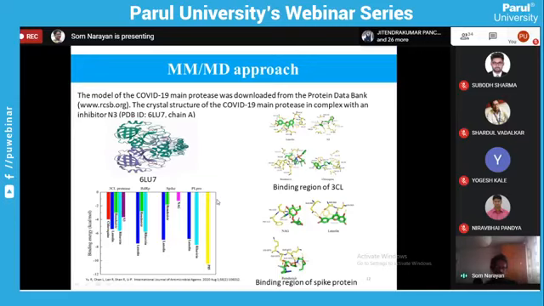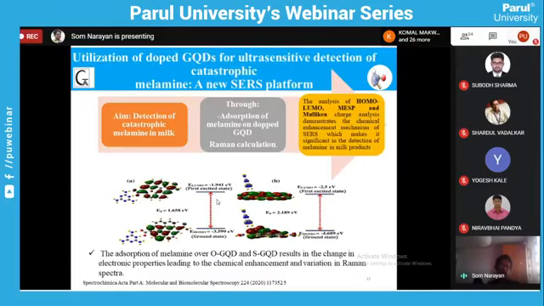We can use simulation for finding treatments, but it is underdeveloped. It is not that advanced right now. Many scientists and researchers are trying to get accurate results. So I'm moving to my work that is based on the utilization of dopants. Melamine is also one of the things mixed with milk.